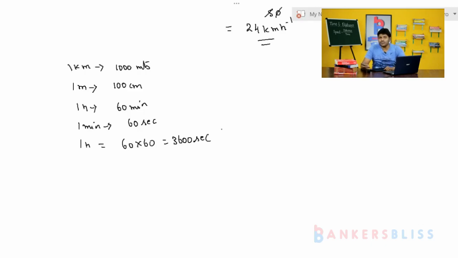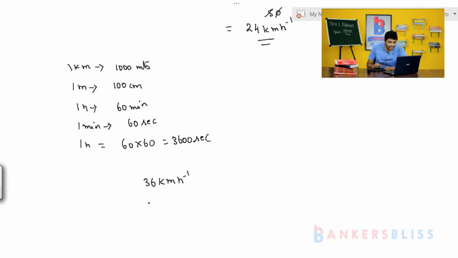Now, what type of conversion do we want to do? See here, consider the speed as 36 kilometer per hour. The speed as 36 kilometer per hour means per hour it is traveling 36 kilometers. In 1 hour it is traveling 36 kilometers. Then in 1 second, how many meters is it going to travel?